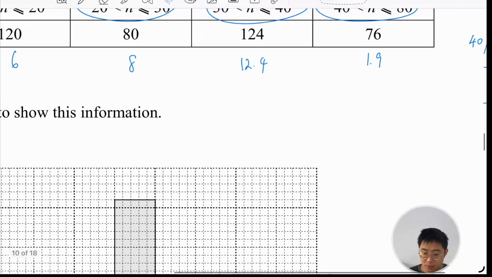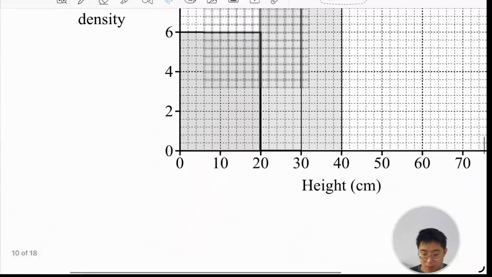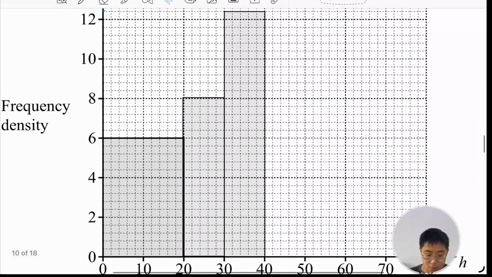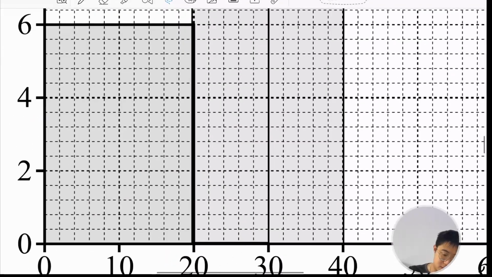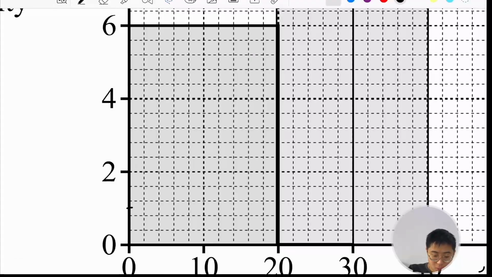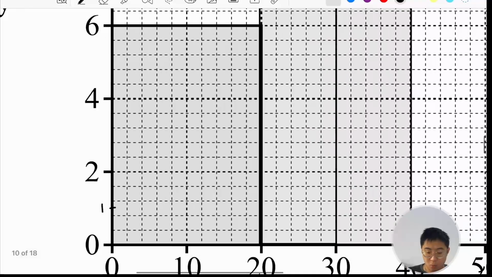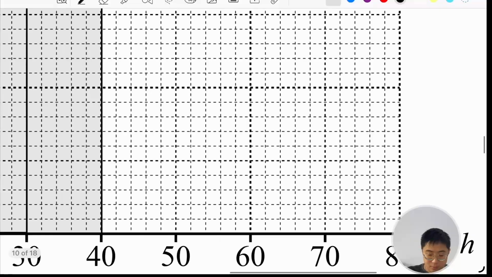The last one, 40 till 80, and I want to do 1.9. So all the way till the end, and I want 1.9. Okay. So I know 1 is here because it's in the middle, right? 0 to 2, so in the middle should be 1. And then 0.9, so almost all the way at the top.